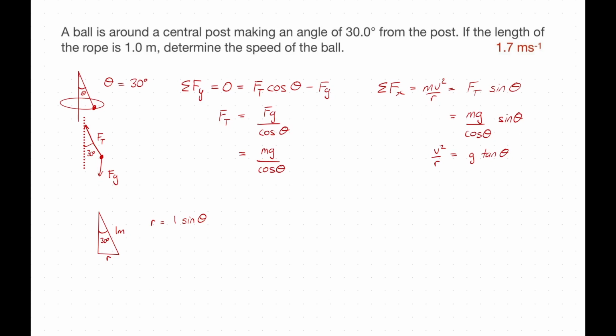Moving it over to the other side as well, I will get my v squared is equal to 1, I'm not going to bother writing in there, so I'm just going to get g sine theta tan theta. Take the square root of that, so I'm going to get the square root of g sine theta tan theta, which is then going to get me the square root of 10 times sine of 30 times tan of 30 degrees, which should come out as being equal to about 1.7 meters per second.